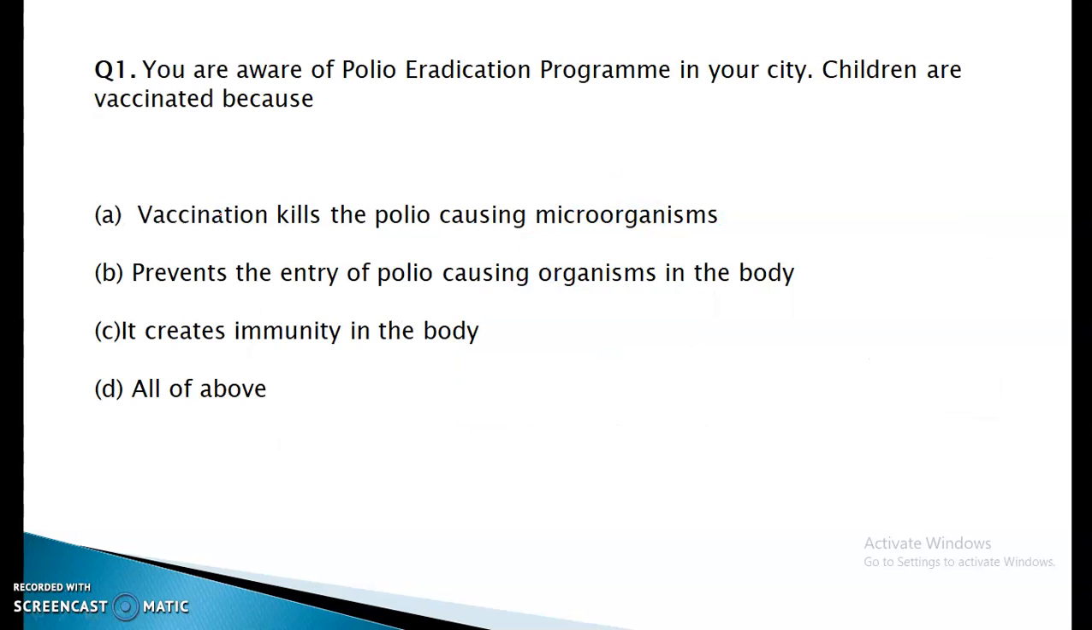So let's get started. The first question is: you are aware of the polio eradication program in your city. Children are vaccinated because, and your options are: A, vaccination kills the polio causing microorganisms; B, prevents the entry of polio causing organisms in the body; C, it creates immunity in the body; and D, all of the above. So take your time and mark the right answer. We have already discussed this polio eradication, some different diseases as well, and the process of vaccination and immunization. So just mark the right answer.